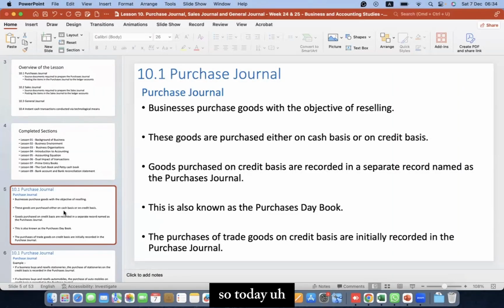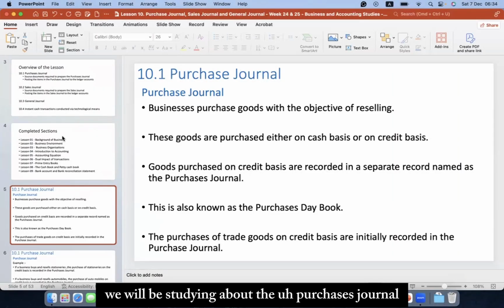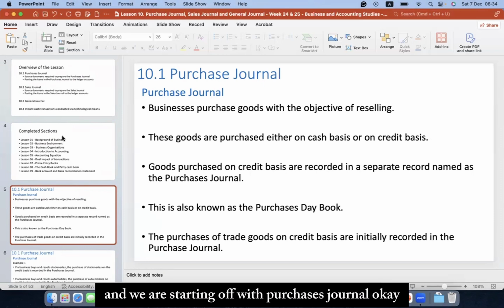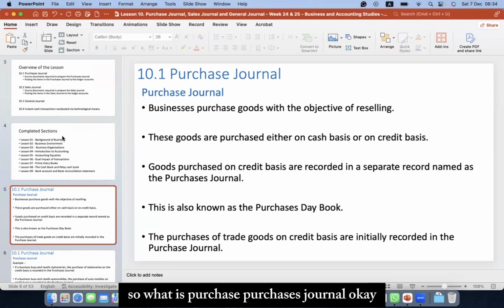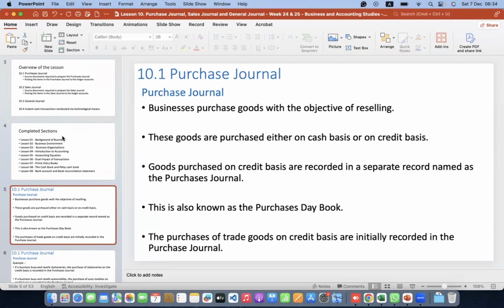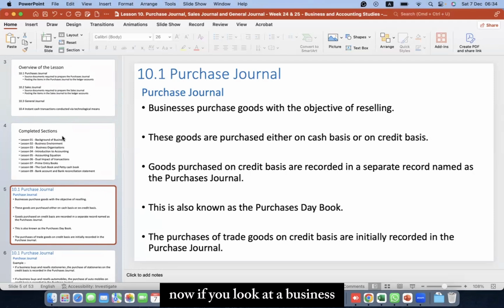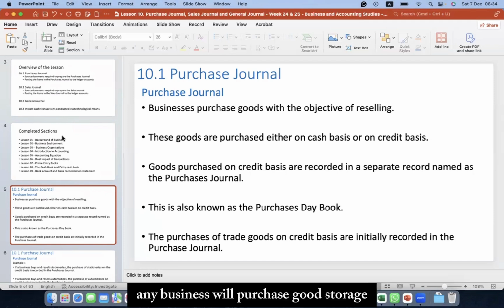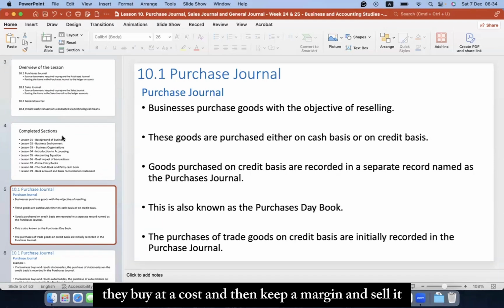So today we will be studying about the purchases journal, sales journal, and general journal, and we are starting off with purchases journal. Okay, so what is purchases journal? Now if you look at a business, businesses purchase goods with the objective of reselling. Any business will purchase goods to resell. They buy at a cost and then keep a margin and sell it.